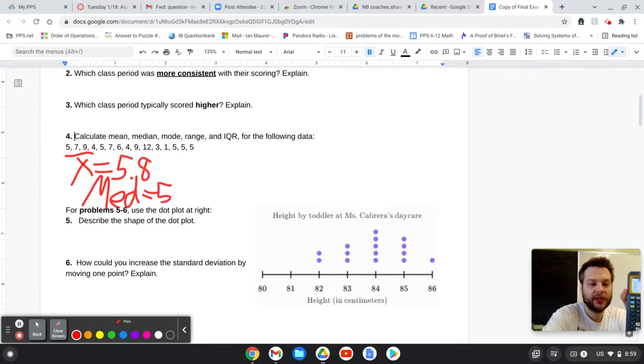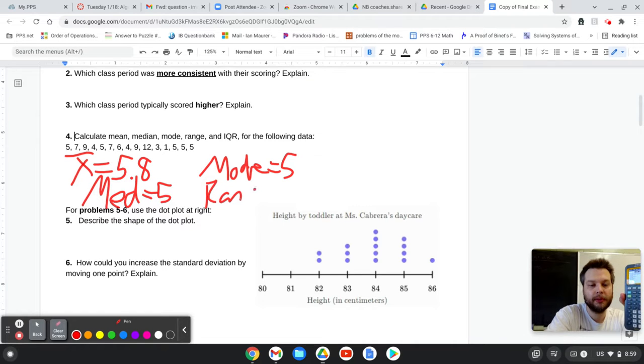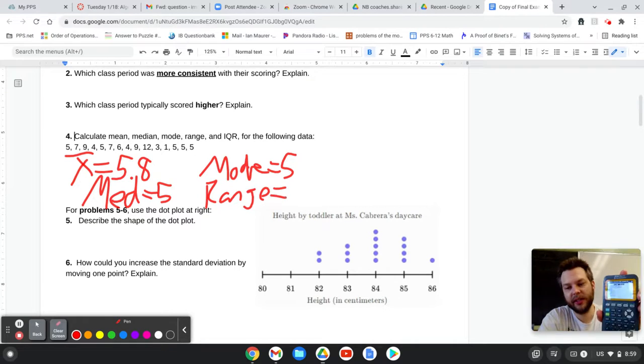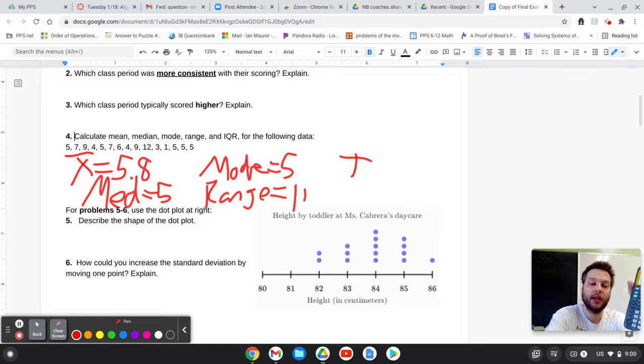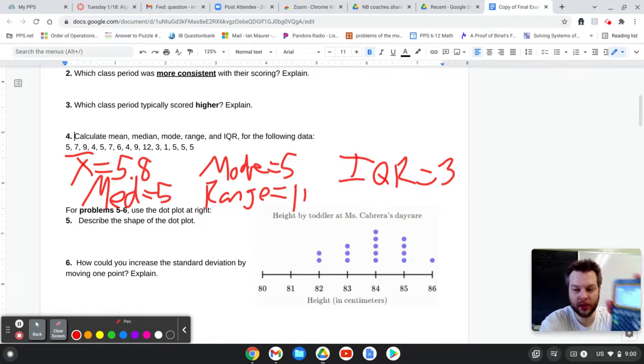The mode, the calculator doesn't tell you, but you just need to see which one shows up more than all the others. There's a lot of 5s in that list. Range is the biggest number minus the smallest number. Your calculator tells you that, although it's not hard to determine the biggest and the smallest. It's 12 and 1, so 12 minus 1 is 11. And the IQR is the interquartile range, the difference between your Q3 and your Q1: 7 minus 4. So you could have done it by hand, but it's more efficient with the calculator. You should know how to use the calculator, especially when we ask you to calculate standard deviation, which is the Sx.